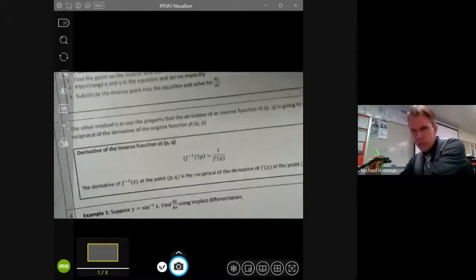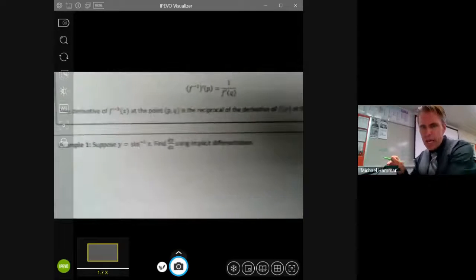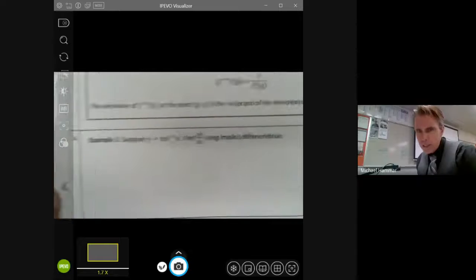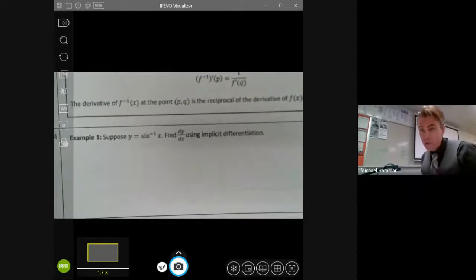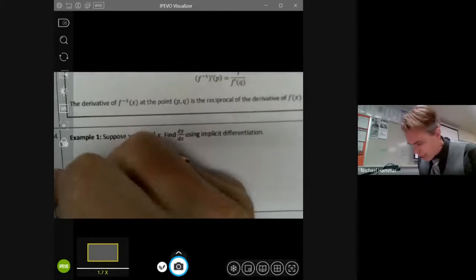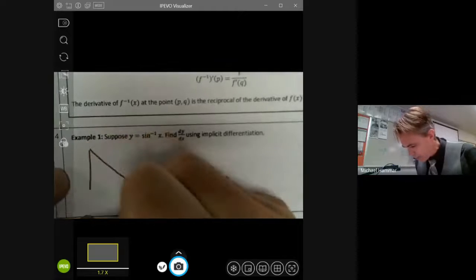Okay? So let's go down to example number 4. Down here, it says example 1, and it's just kind of proving using implicit differentiation why the inverse sine is equal to that one weird sort of function. Okay, so there's a couple of things that we're going to talk about when we do this. So let's do a quick review, and actually let's set this up and put this into a triangle just to get some understanding.